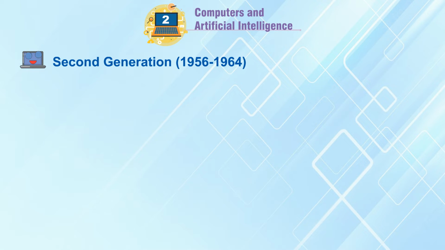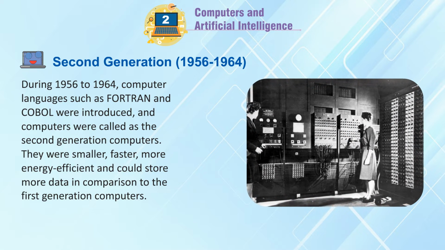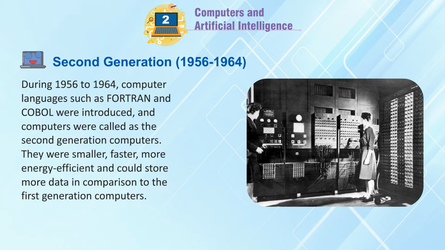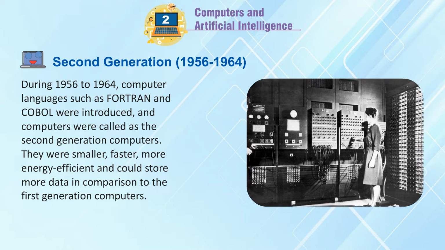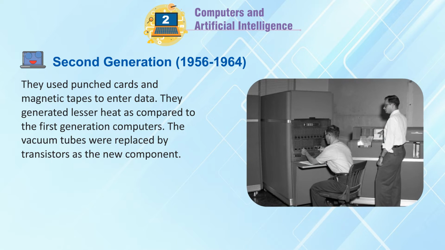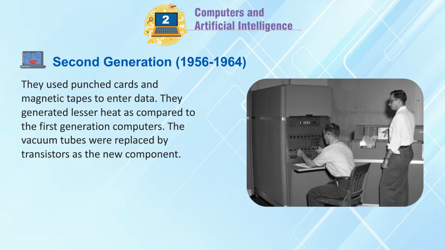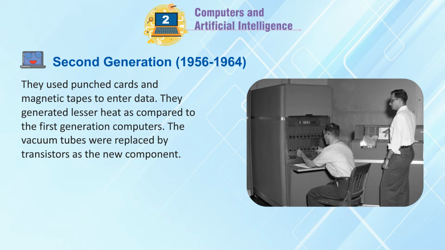Second generation, 1956 to 1964. During 1956 to 1964, computer languages such as Fortran and COBOL were introduced, and computers were called the second generation computers. They were smaller, faster, more energy efficient, and could store more data in comparison to the first generation computers. They used punched cards and magnetic tapes to enter data. They generated less heat as compared to the first generation computers. The vacuum tubes were replaced by transistors as the new component.